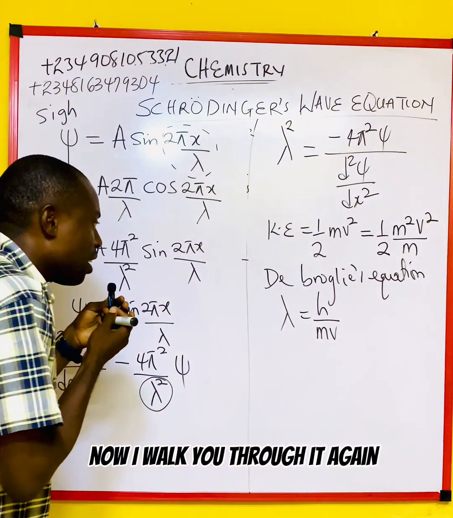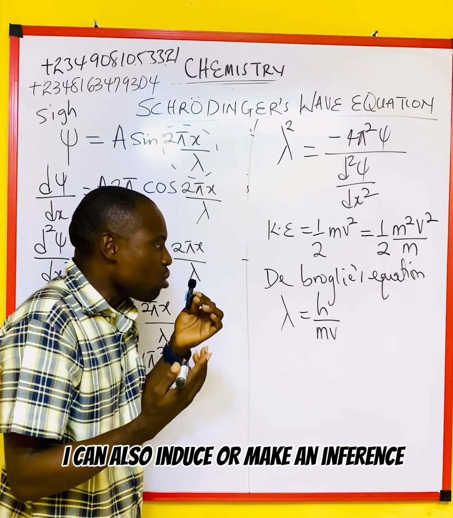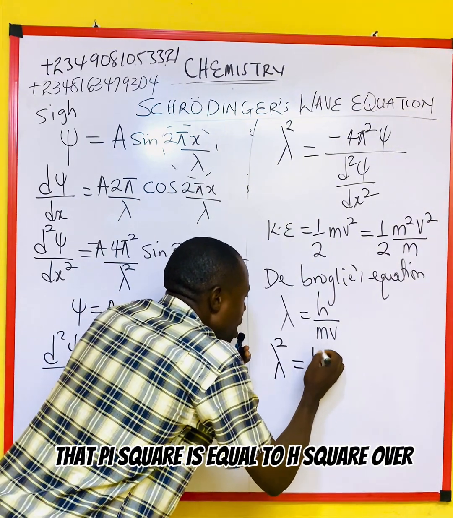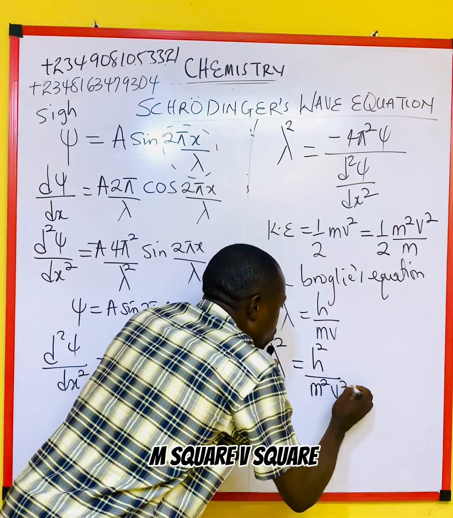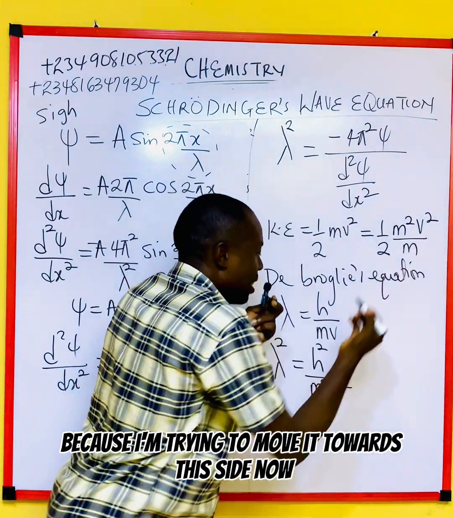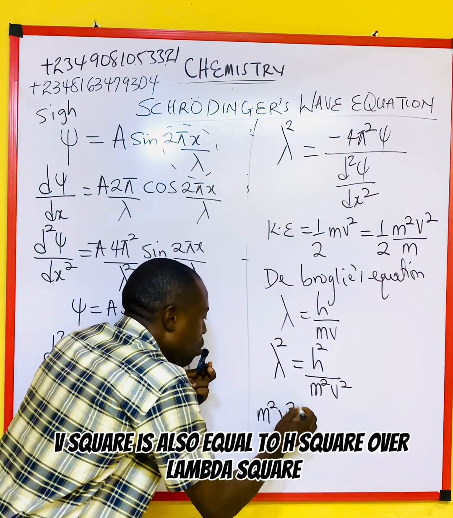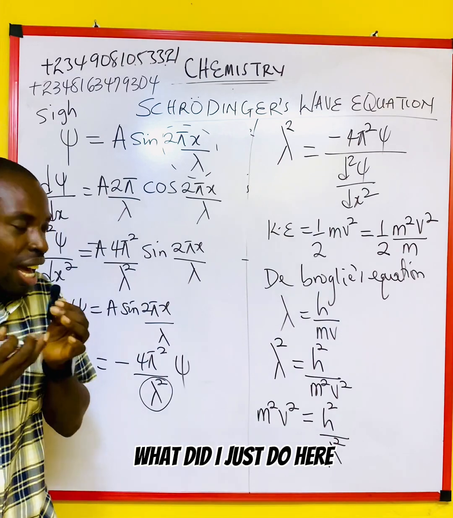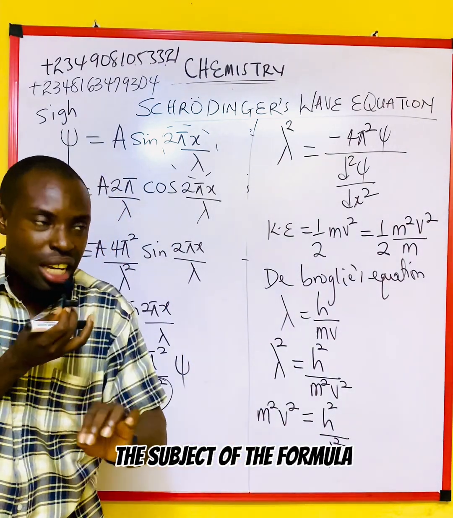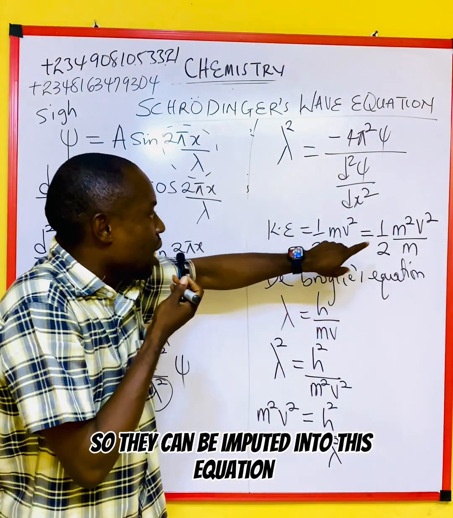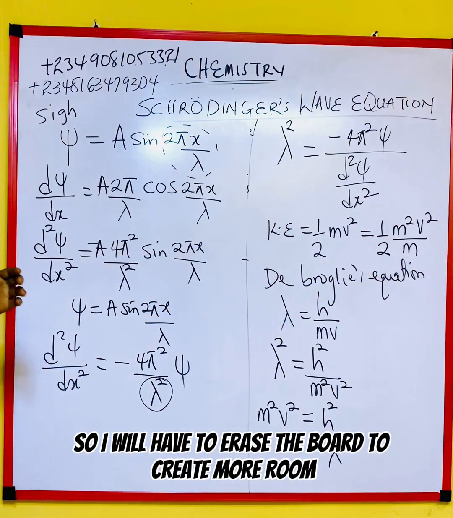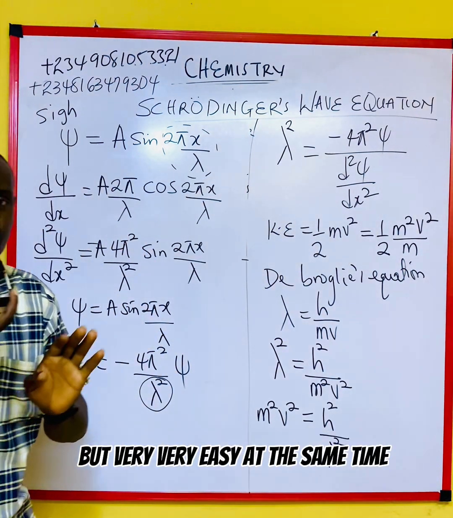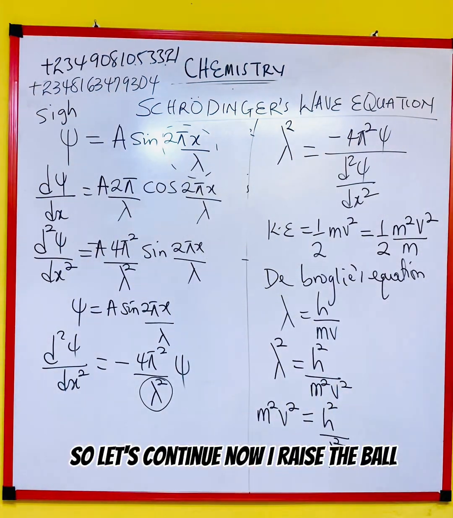Now I walk you through it again. Remember, I can also make an inference that lambda square is equal to h square over m square v square. Is that clear? Because I'm trying to move it towards this side. Now, m square v square is equal to h square over lambda square. What did I just do here? I only made m square v square the subject of the formula, so it can be inserted into this equation. So I will have to erase the board to create more room for the derivation. It's a very long process, but very, very easy at the same time. So let's continue. Now I erase the board.